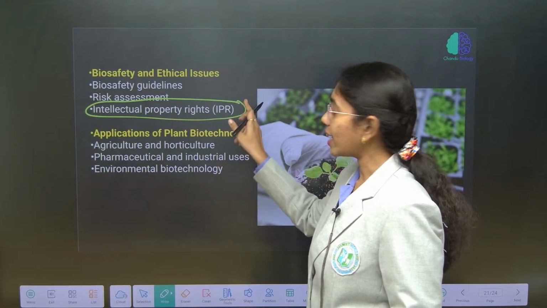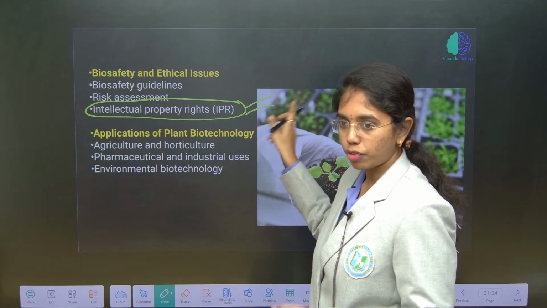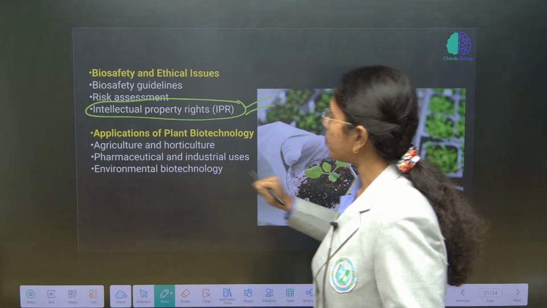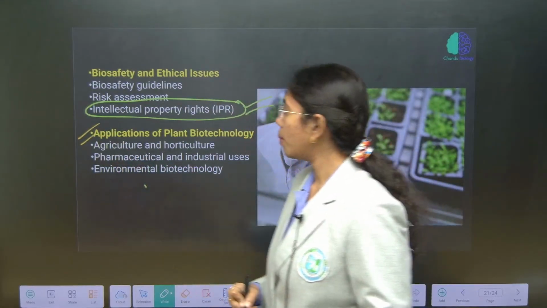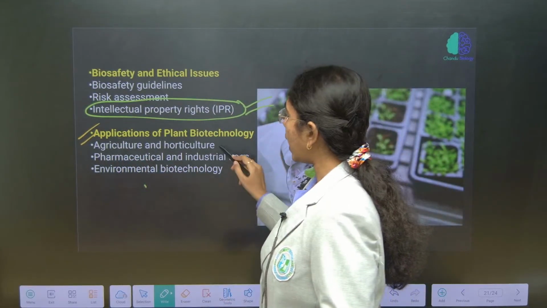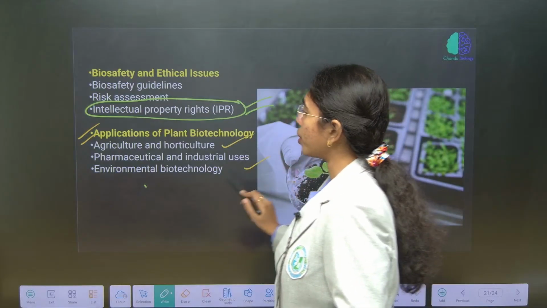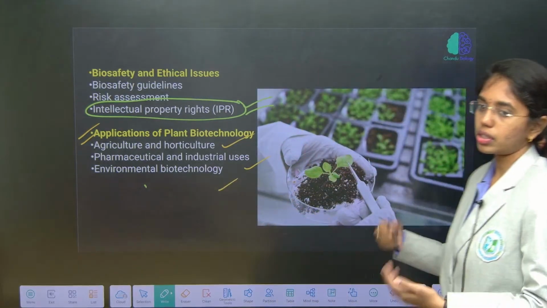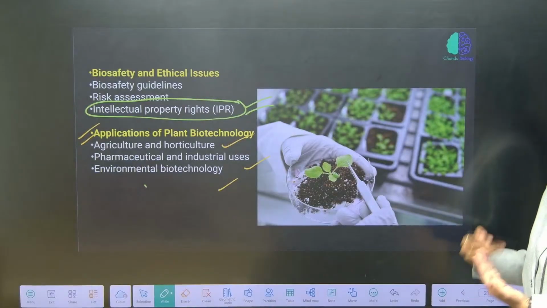And then, like a general note on biotechnology, we have to be updated. Okay. Next, applications of plant biotechnology like agriculture, horticulture, pharmaceutical uses, environmental biotechnology. This comes under normal industrial applications.